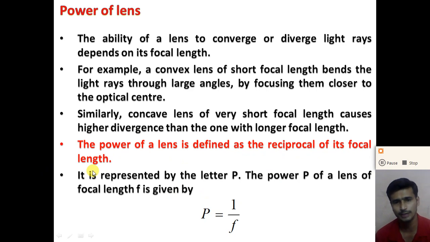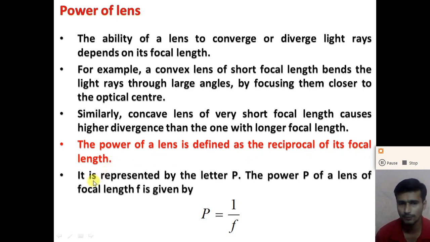So the power of the lens is defined as the reciprocal of its focal length. The power of a lens is defined as the ability of a lens to converge or diverge the light rays, and this ability depends on its focal length. If the focal length is more, the power of the lens is less, and if the focal length is less, the power of the lens is more.